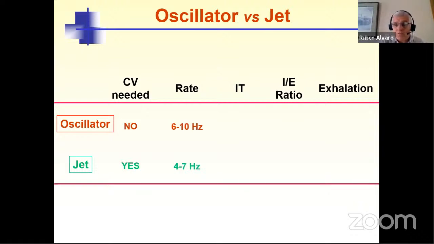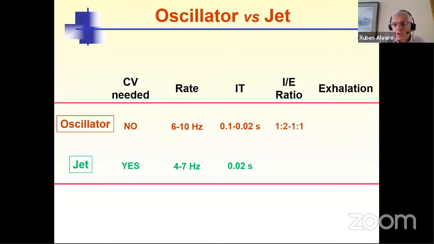The rate in the oscillator is 6 to 10 hertz. Translated into a jet, it's only 4 to 7. So the jet usually uses a lower rate. The inspiratory time is much longer on the oscillator, going from 0.1 seconds to 0.02 seconds. On the jet, usually it's just 0.02 seconds default. You can actually go to 0.03, but not much more than that.